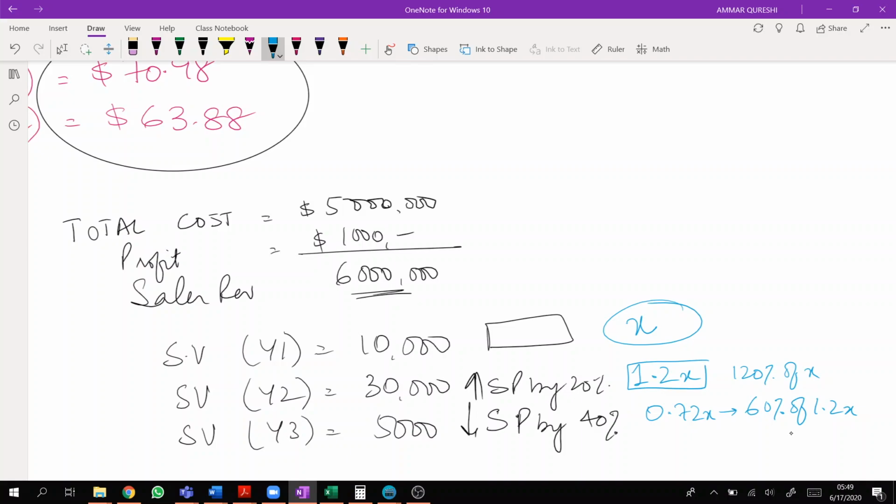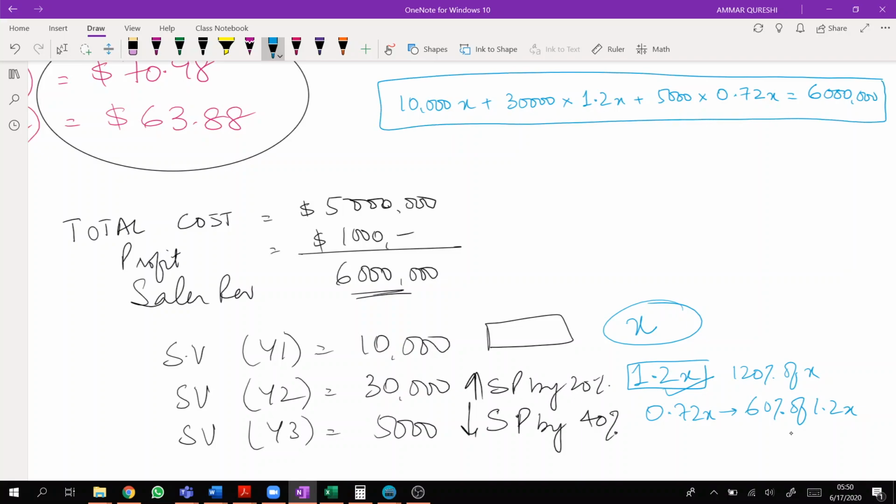Right? Now let's make the equation. What will be the equation? Equation will be 10,000 of X plus 30,000 into 1.2X plus 5,000 into 0.72X should be equal to what? 6 million. Right? This will be the equation, and you just solve it for X, and if you solve it for X, you will get the initial launch selling price of the product, right?